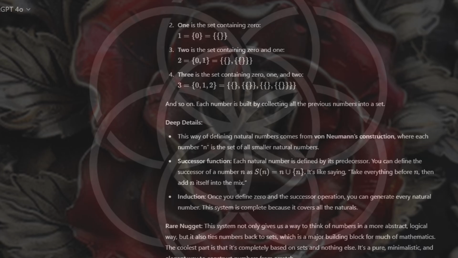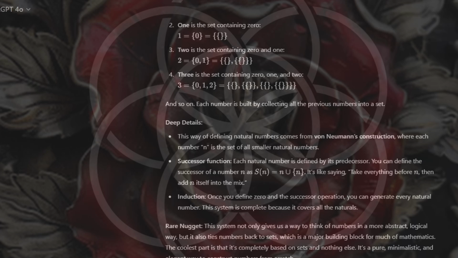Deep details. This way of defining natural numbers comes from von Neumann's construction, where each number n is the set of all smaller natural numbers. Successor function. Each natural number is defined by its predecessor. You can define the successor of a number n as S(n) equals n ∪ {n}. It's like saying take everything before n, then add n itself into the mix. Induction. Once you define 0 and the successor operation, you can generate every natural number. This system is complete because it covers all the naturals.